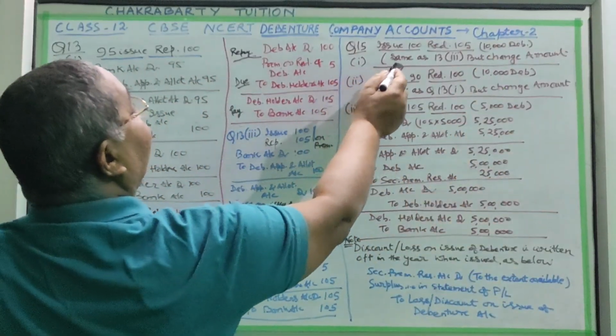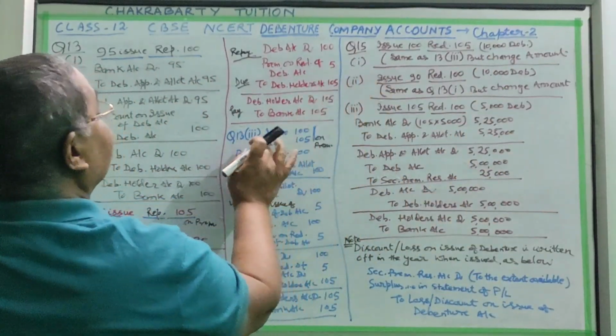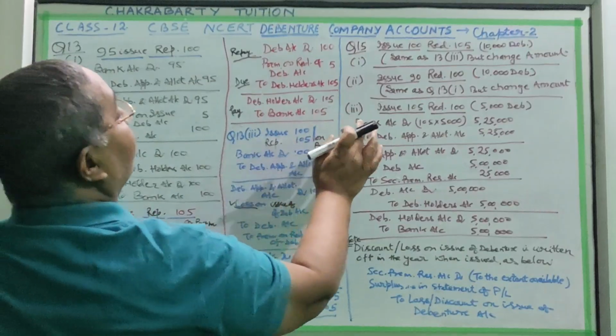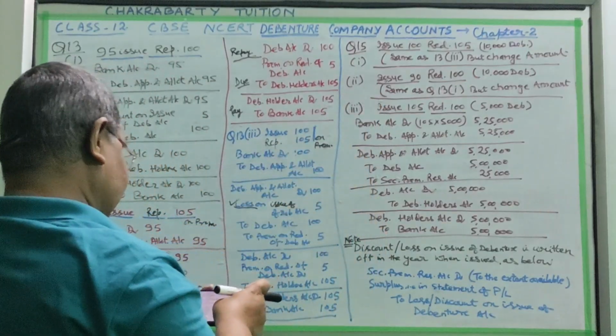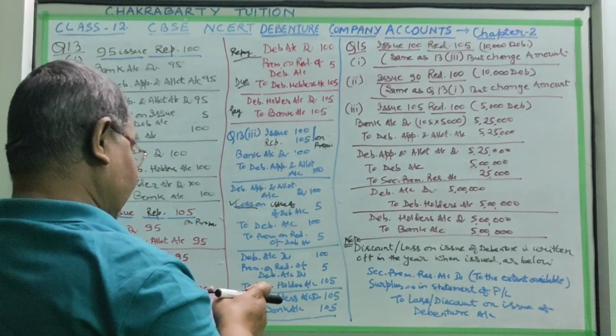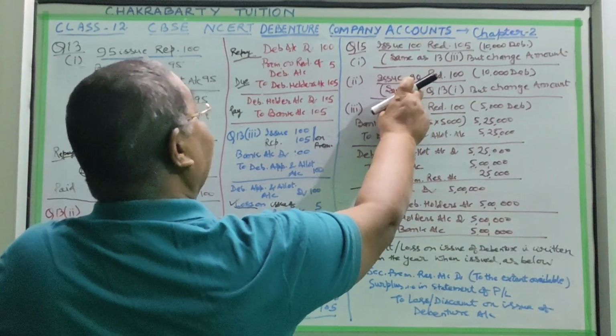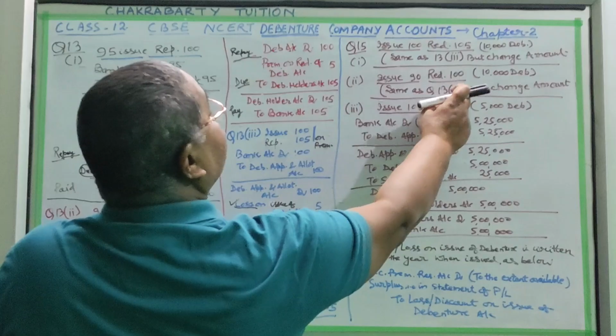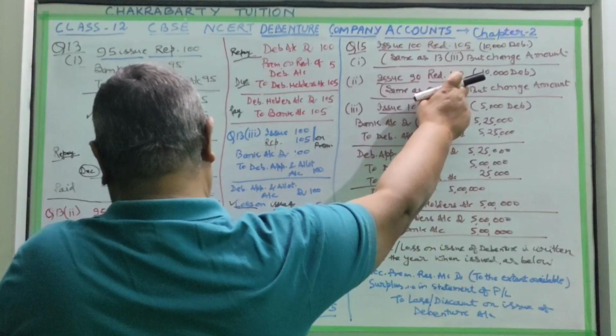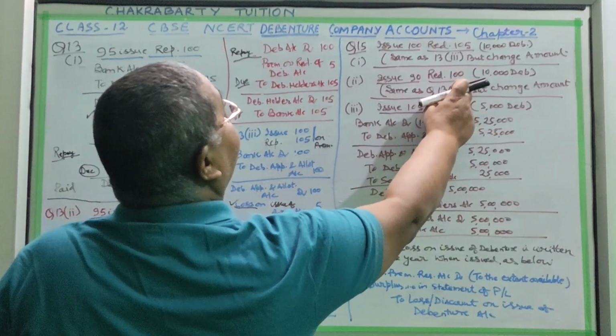So question number 1, I am not solving. You copy it from here and change the amount. Now question number 2, 10,000 debentures at the rate of 100 each at a discount of ₹10. Means 100 minus 10, it will be issued at 90 rupees. And redemption at par. Redemption at par means redemption at 100 rupees.